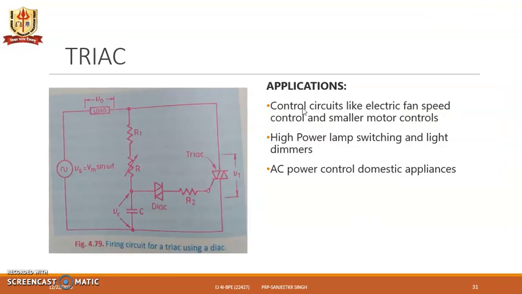Now what are the applications of a TRIAC? TRIAC finds application in control circuits like the electric fan speed regulator, speed control and smaller motor controls, and high power lamp switching and light dimmers to control the light intensity. Here we have an example of the firing circuit for a TRIAC using a DIAC. So this is the TRIAC that will be fired using the current from the DIAC and controls the current flow through the load, and AC power control in domestic appliances. So these are the applications of a TRIAC.